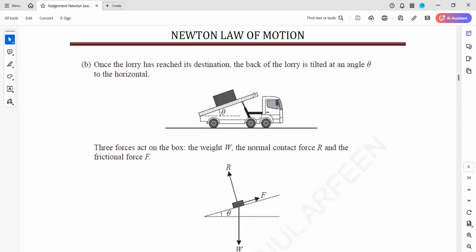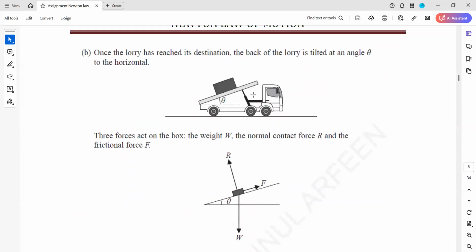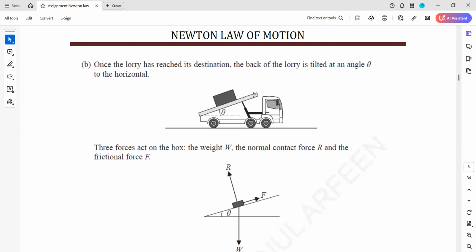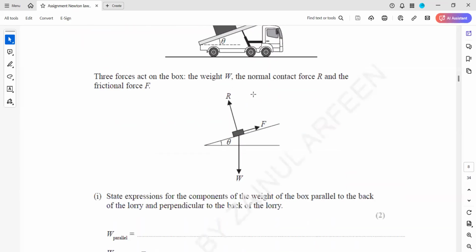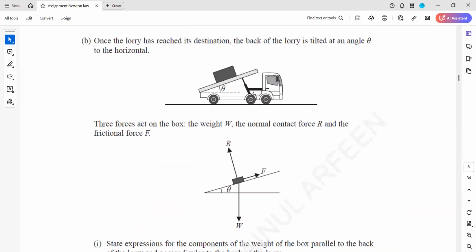Now, part B of the question: once the lorry has reached its destination, the back of the lorry is tilted at an angle of theta. Three forces act on the box. One is the weight, another one is a normal contact force, and the third one is friction. As you can see here, what is the tendency of the box when it is on an inclined surface? The tendency is to slide down. So that's why the friction opposes the motion. So the direction of the friction is opposite, to resist the change, that resists the motion.